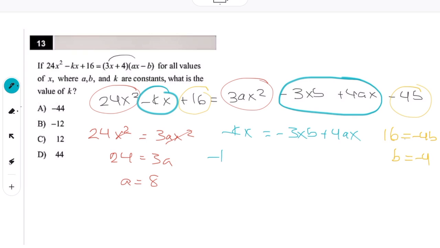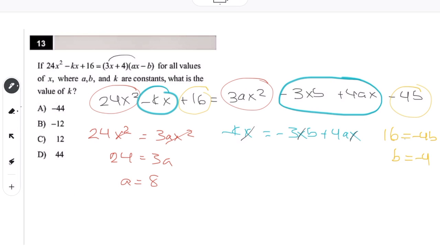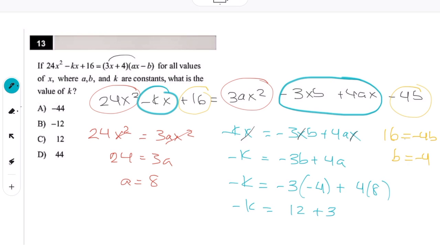So we have negative kx is equal to, first, let's get rid of all these x values. So we divide both sides by x. And now we're left with negative k is equal to negative 3b plus 4a. Negative k, therefore, is equal to 3 times negative 4 plus 4 times 8. This gets us negative k is equal to 12 plus 32.